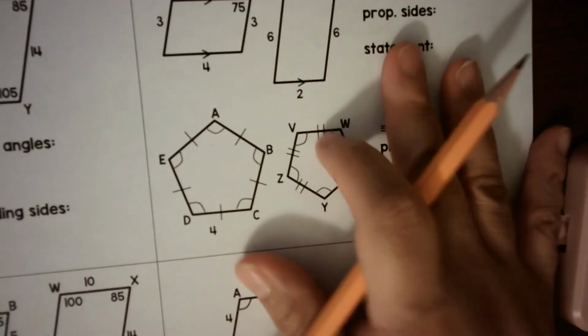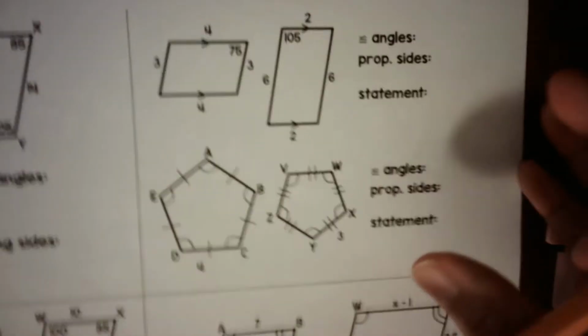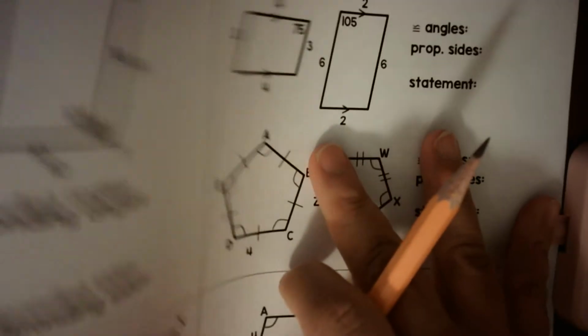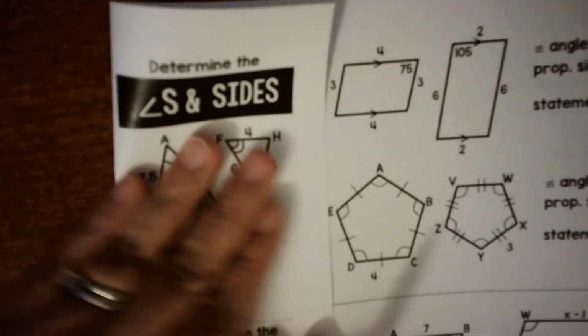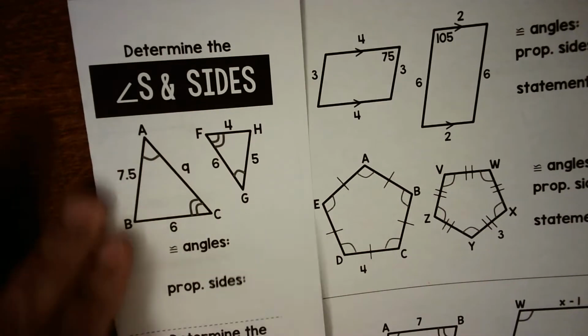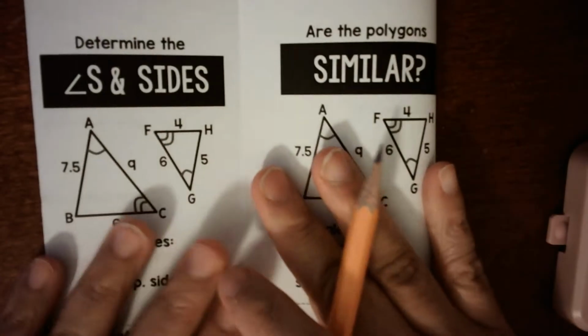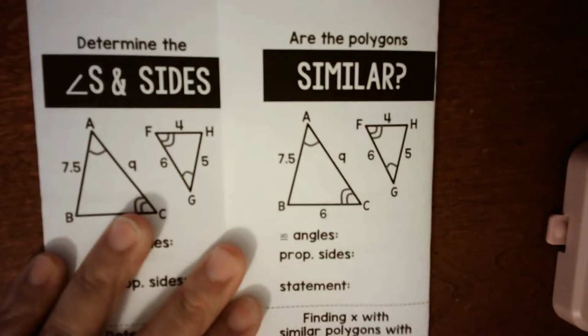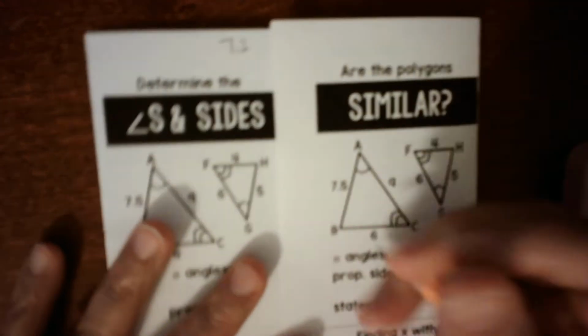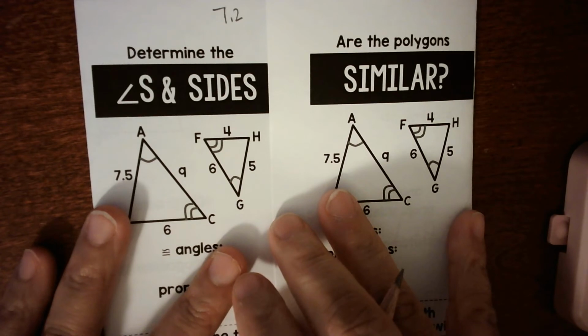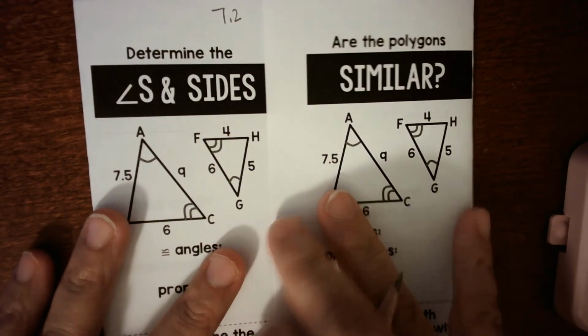This is the foldable for section 7.2. I want you to have it facing up this way, and you're going to fold it in towards the center. I'm going to write it over here. This is for 7.2. What we're looking at in section 7.2 is similar figures.